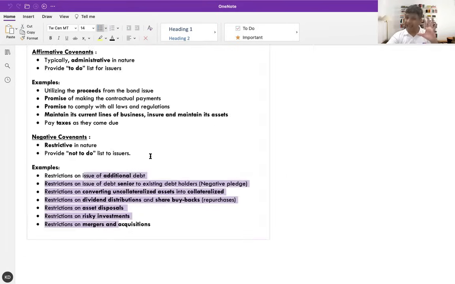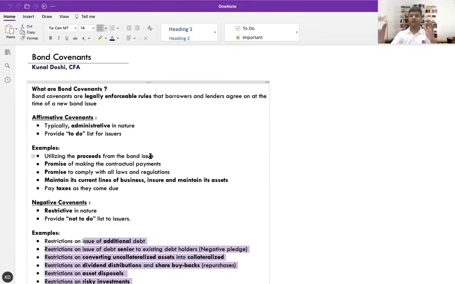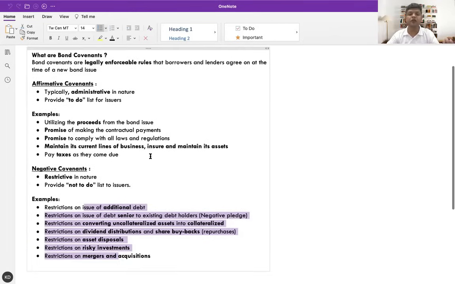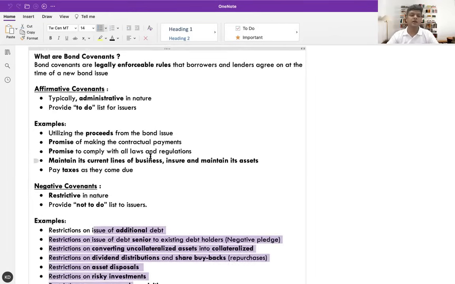So basically any particular bond will have covenants, which are conditions, and these conditions can be the to-do list and the not-to-do list. That is affirmative and negative covenants. We've just seen a few of the examples. Clear?